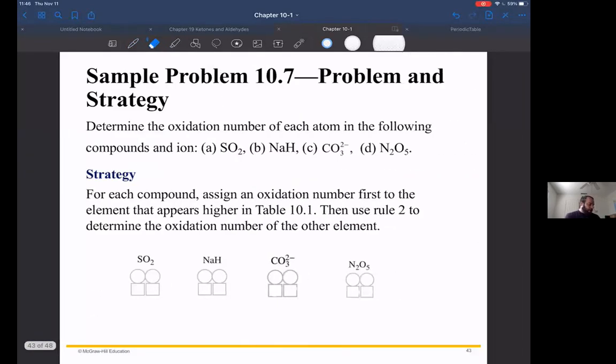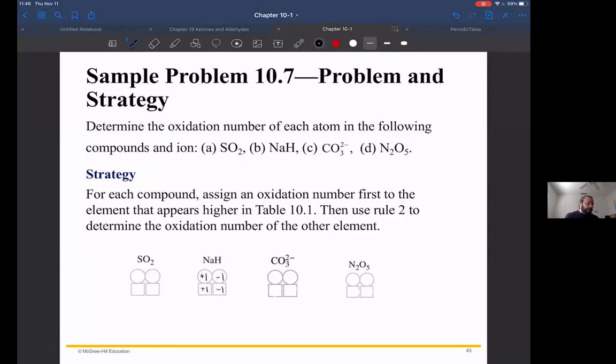All right. Let's do a few more here just to kind of hammer this home. I guess we already did the sodium hydride, right? So that was +1 and -1. The hydrogen is usually +1, but if it's in a compound with a metal, it's -1. All right, so let's go through and figure out the rest of them.